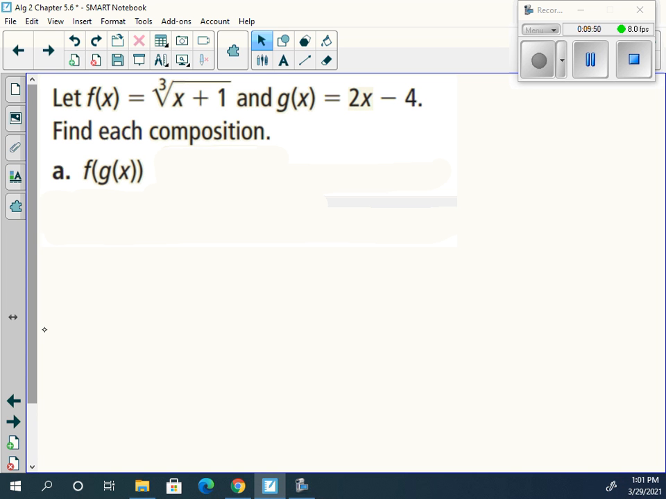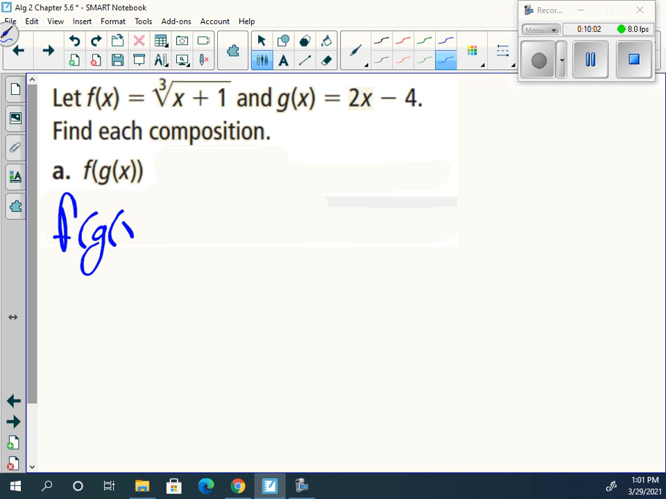We're going to do a few more of these and see how this process works, because it's the same type of process. We're starting from inside and working our way out. We're always going to start from the inside and work our way to the outside. F of g of x.